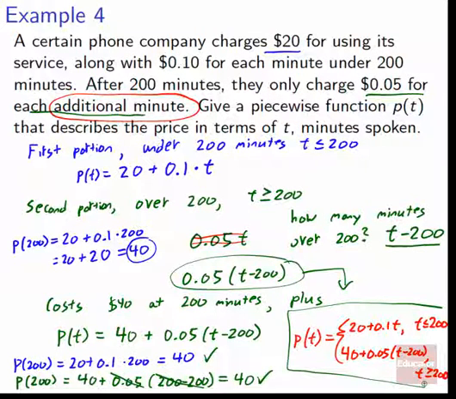So p of t equals 20 plus 10 cents per minute when minutes are less than or equal to 200, or 40 plus 5 cents per minute over 200 when the number of minutes is greater than or equal to 200. Great. Hope piecewise functions are making a lot more sense now. Remember, it's an idea about put into the category, then apply the rule based on the category. That's the major idea in piecewise functions. If you can hang on to that, you'll be able to make sense of them.